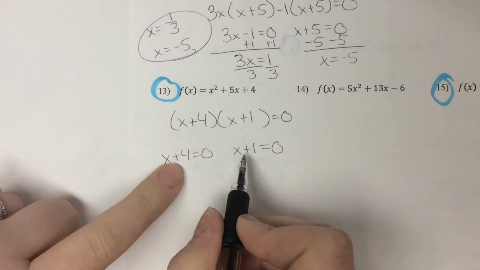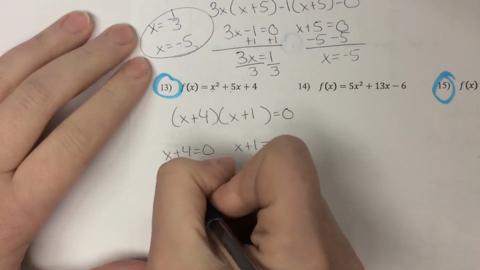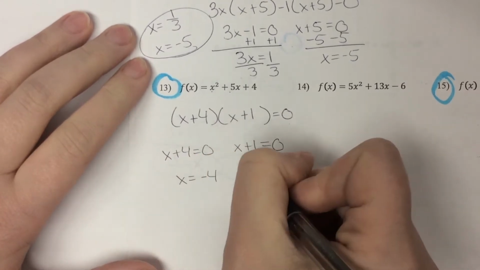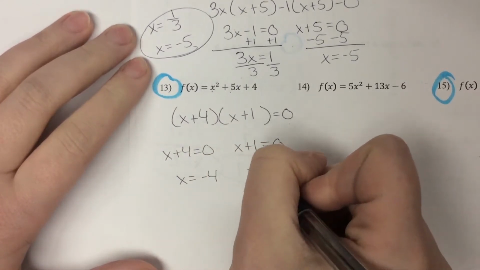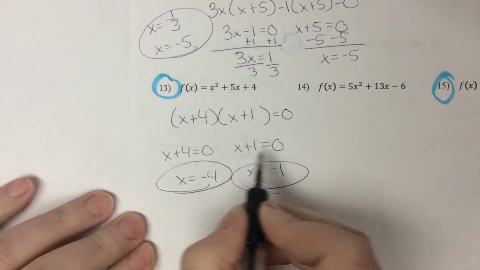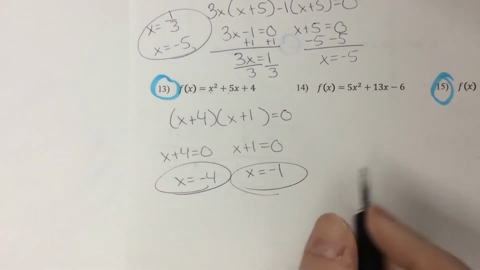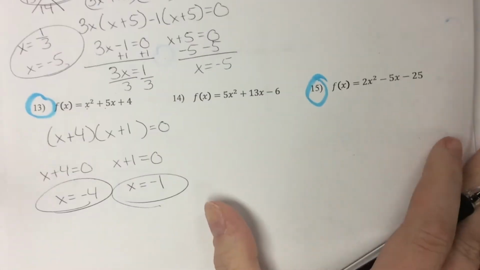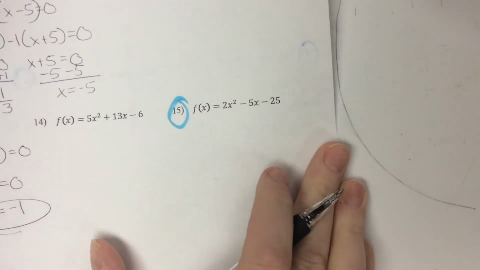When you have problems like this, it's usually easy to see that it's going to be the negative value of whatever number is there. You have to subtract 1, subtract 4. Kind of easy. All right, number 15.